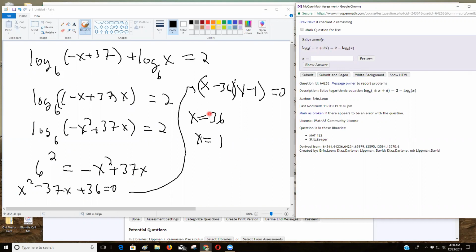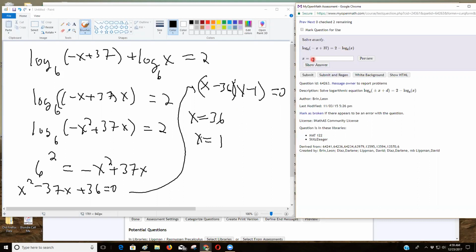heck, I did 36. I did 30. I did 1, didn't I? I need more coffee. Negative 36 plus 37 is 1. 6 to the 0 is 1, so this side becomes just 1. Becomes just 0. On this side, if I drop in 36, I'm going to get 6 to the second power is 36. So this is 2. 2 minus 2 is 0. So when x equals 36, that does check.